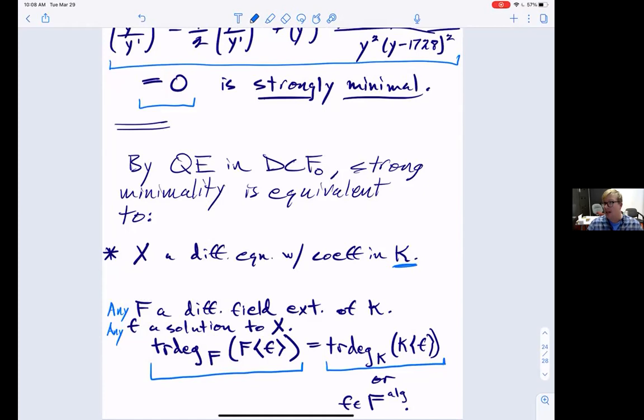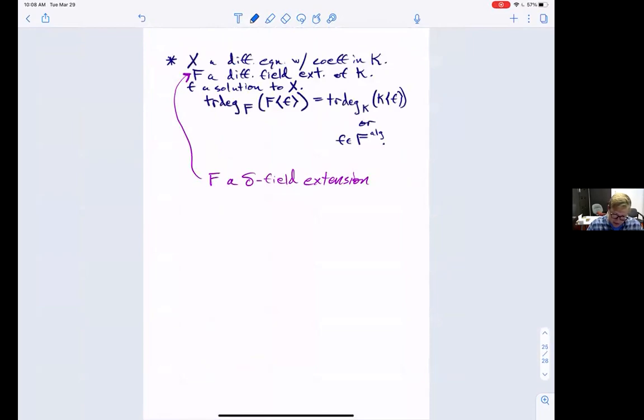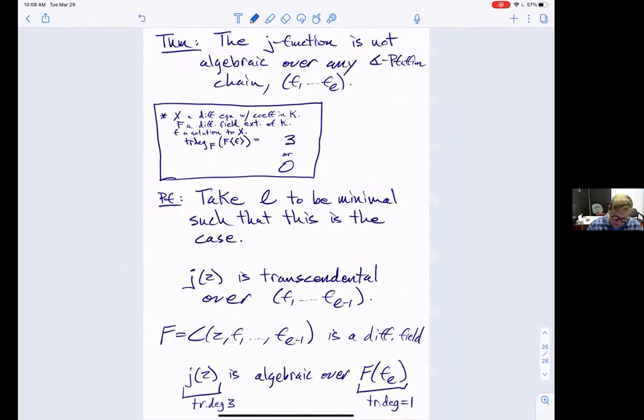Okay, so I don't have time to explain why this is such a central topic in modern study of differential algebra by model theorists, but you can use this to prove that the J function can't be C-Pfaffian. In fact, you can use it to prove that it can't even be algebraic over any C-Pfaffian chain. Okay, so in the case of the J function, what does strong minimality mean? It means that the transcendence degree of a solution of the equation satisfied by the J function is either 0 or 3 when you take its derivatives.